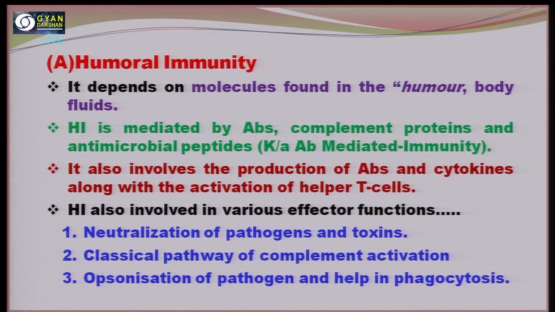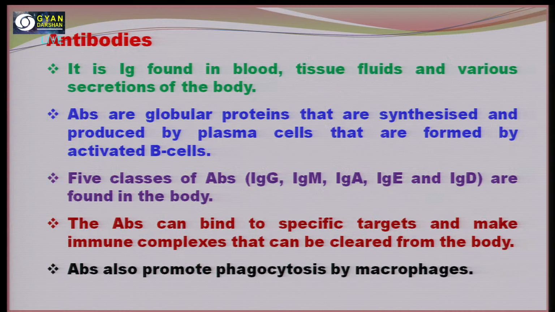Humoral immunity also involves various effector functions. The first is the neutralization of pathogens and toxins, then classical pathway of complement activation, and opsonization of pathogens to help in phagocytosis. Phagocytosis will take place in the case of humoral immunity. Ultimately, antibodies are able to increase the phagocytosis. I want to discuss the antibodies.